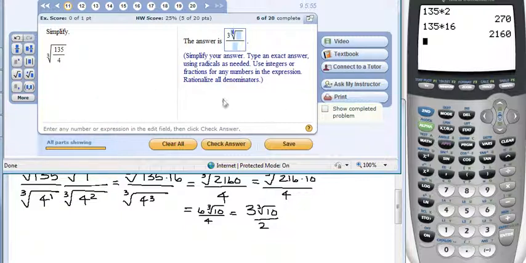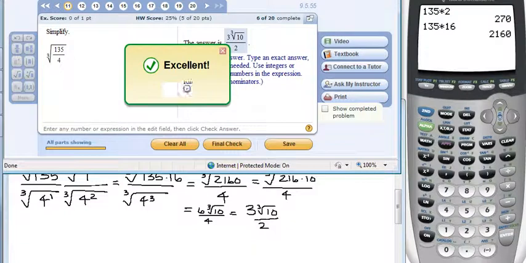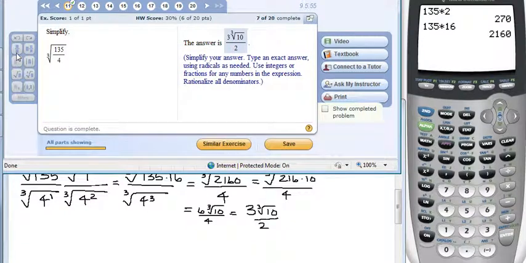So we have a cube root of 10 divided by 2. Now this time I did my fraction first, and then I started filling in. Okay?